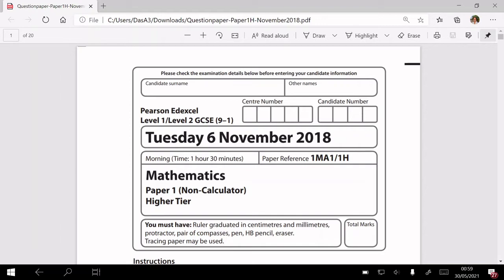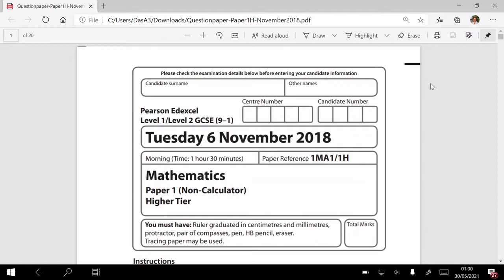So to get the best result, I would suggest pausing the video at each question, giving it a go, arriving at an answer, then playing it to see what I get. So you can work along through this paper with me. What that means is it would give you a solid 1.5 to 2 hours of revision. So give it a go and let me know how it goes.